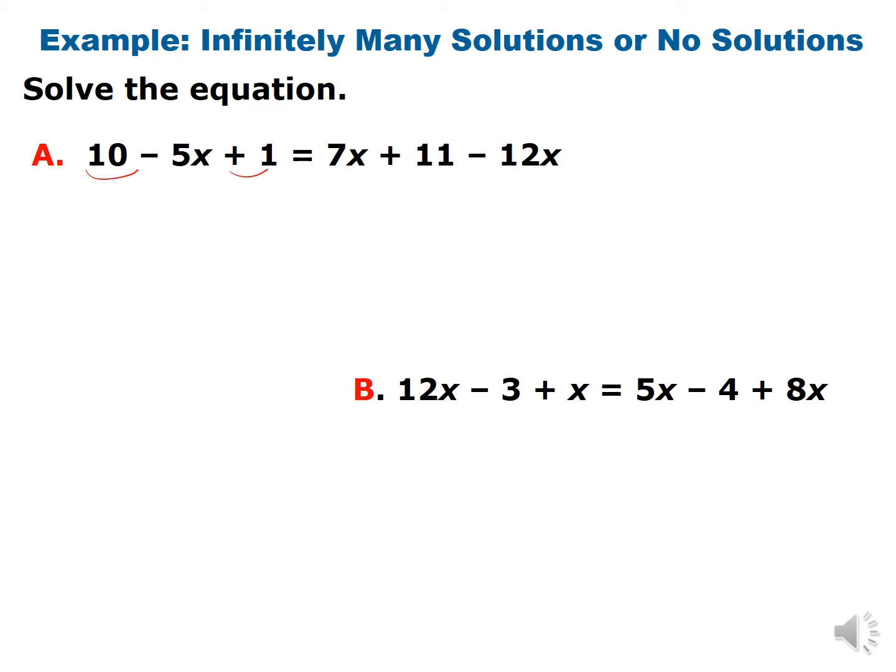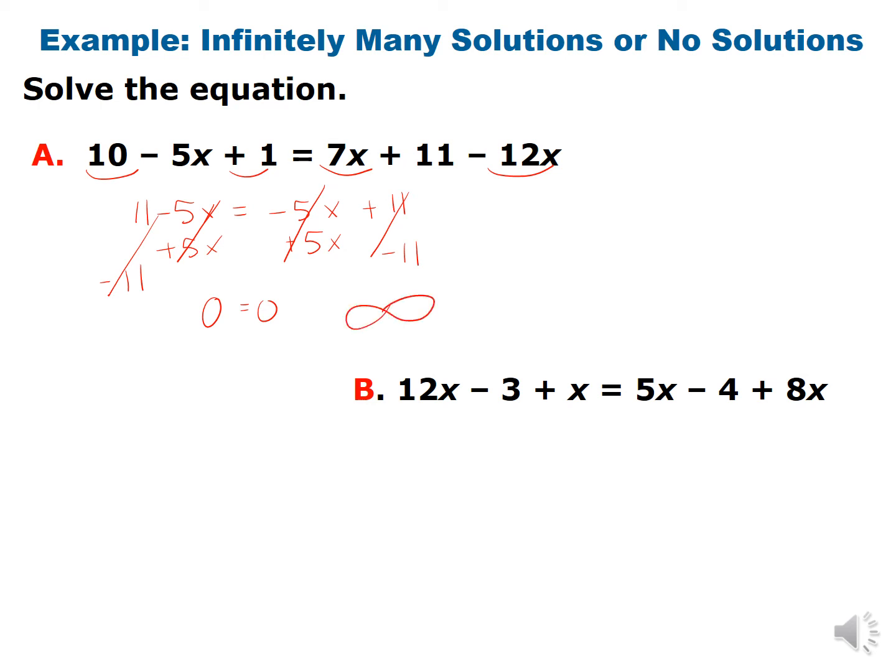10 plus 1 is 11 minus 5x equals 7 minus 12x is negative 5x plus 11. I'm going to add the 5x to both sides, but what happens is all my x's disappear. Then I'm going to subtract 11 from both sides, and all my constants disappear, and I end up with 0 equals 0. This means that any number I put in there will be a solution. This has infinite solutions. If you look up here, you can see that this could be rewritten like this.